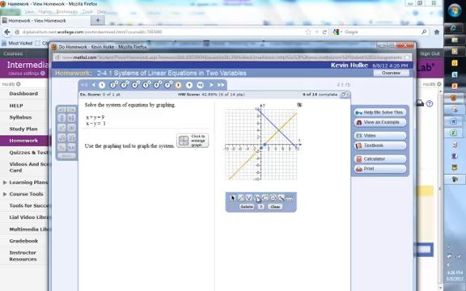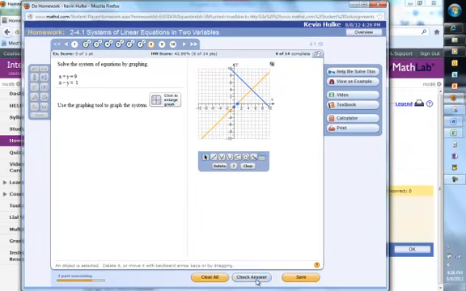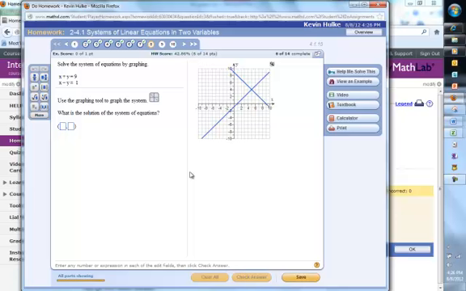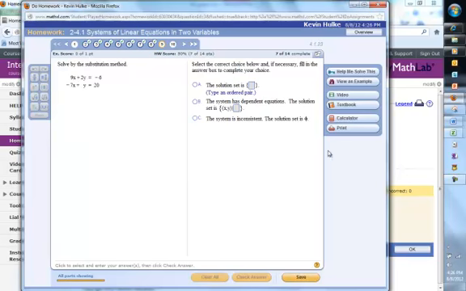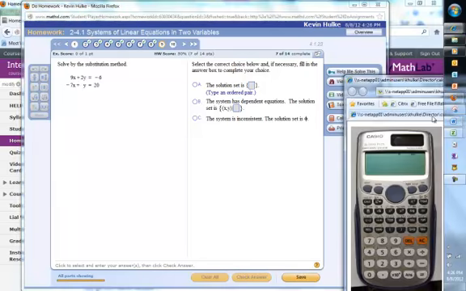Then it says, what is the solution? Looks like we're over 5, up 4. So we would type 5, 4. Where the two lines cross is the solution. Solve using substitution. I'm also going to show you how to solve this using your calculator.